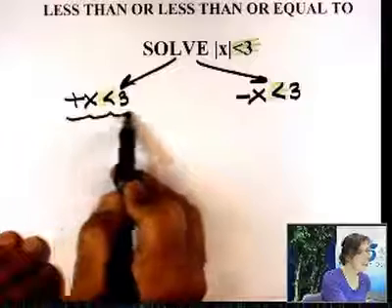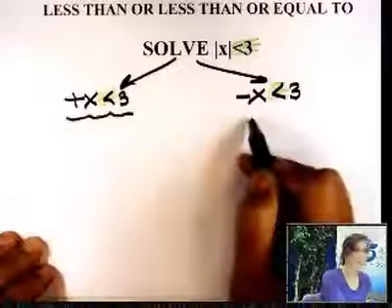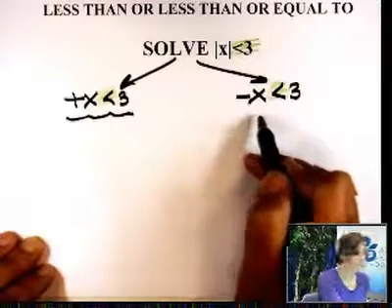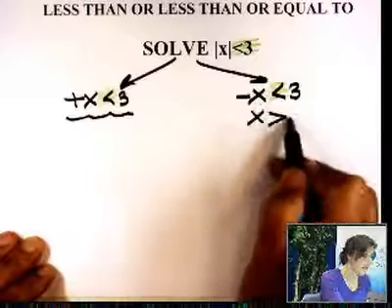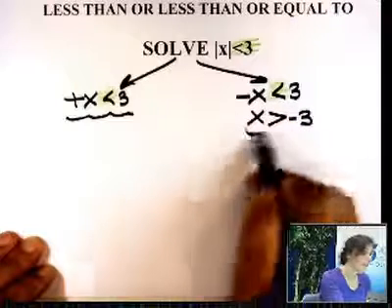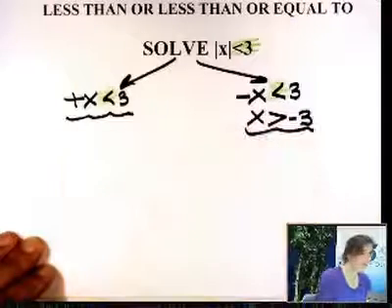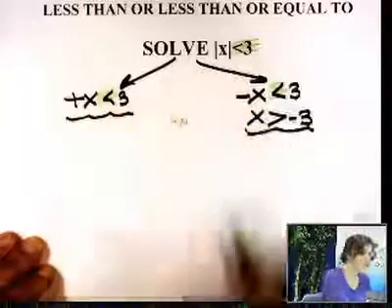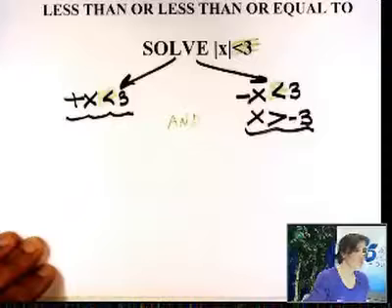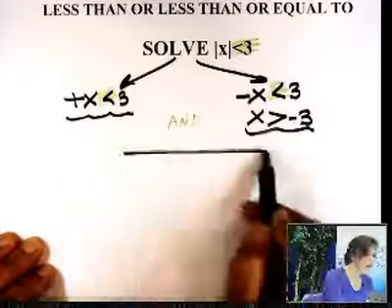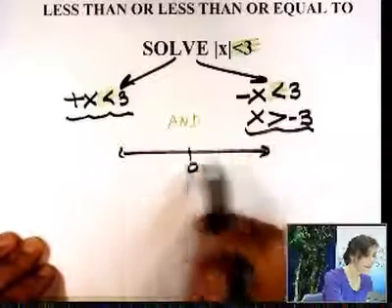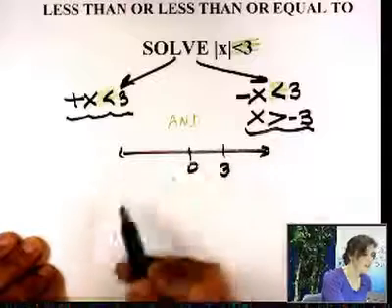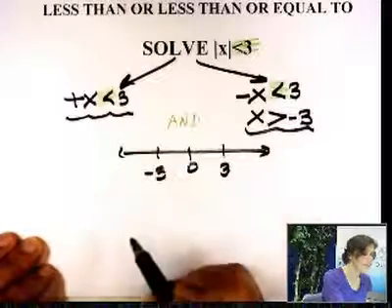X is less than 3. Let's multiply both sides by negative 1. X is greater than negative 3. You put these two together with an and statement. X is less than 3 and x is greater than negative 3. What are you going to end up having? Here's less than 3, greater than negative 3.